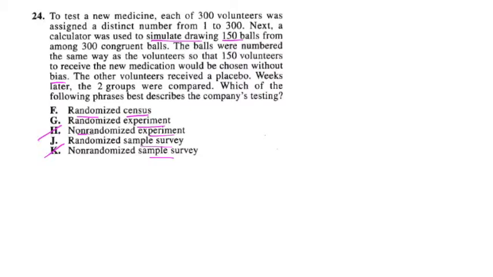So the question is, is this a census, an experiment, or a sample survey? This is not a census. We're not trying to get certain information from every single person. Neither is it a sample survey where we're taking a small group of people to make a conclusion about a larger group of people. It is an experiment, which is why we have two groups and we have one group getting a placebo. So the answer here is G.